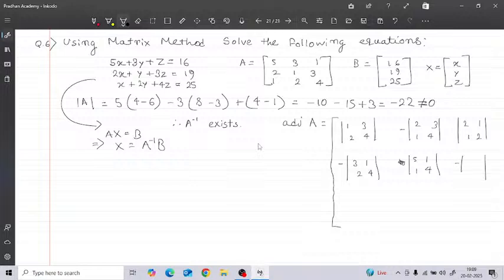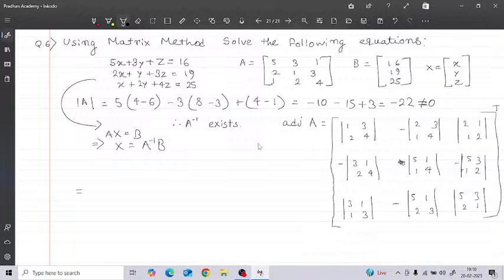Minus 5 3 1 2. Then 3 1 1 3, minus 5 1 2 3. Last one is 5 3 2 1. You have to take the transpose of it.